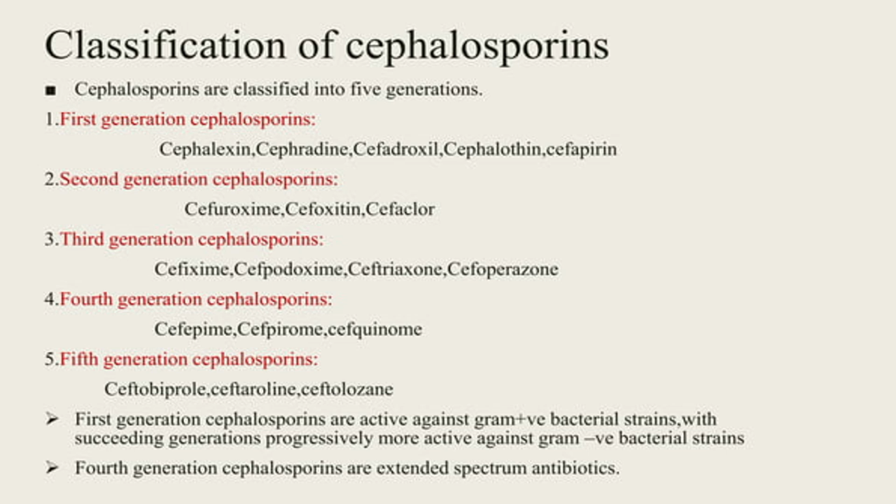First generation cephalosporins are selectively active against gram-positive bacterial strains, with succeeding generations progressively more active against gram-negative bacterial strains. So the first generation cephalosporins, as we have just discussed, are selectively active towards gram-positive bacteria, and as we go ahead from first generation to the fifth generation, they increase the activity against gram-negative bacterial strains. For example, fourth generation cephalosporins have an extended spectrum of activity.